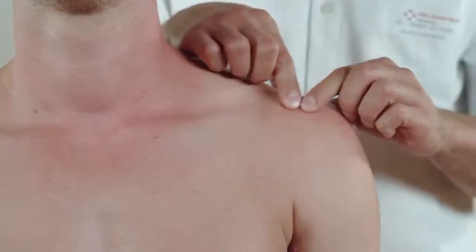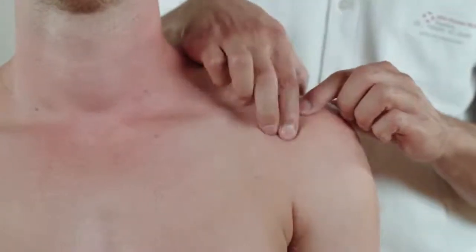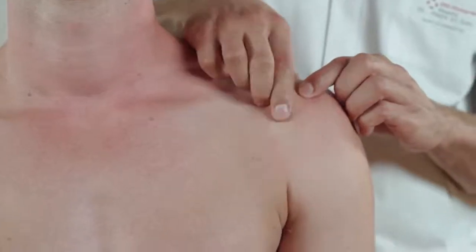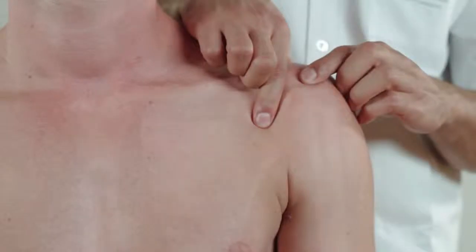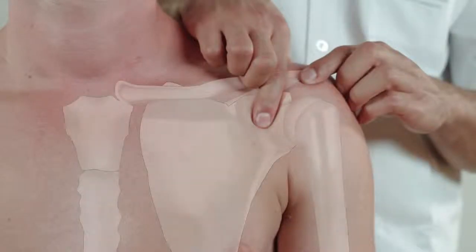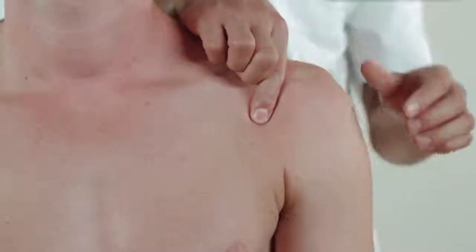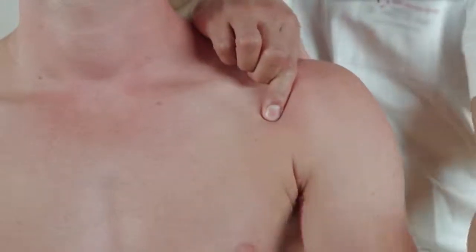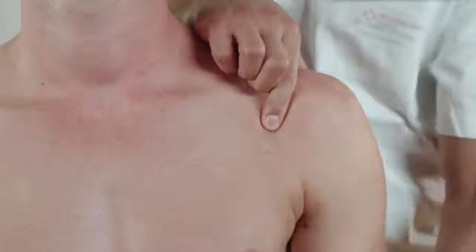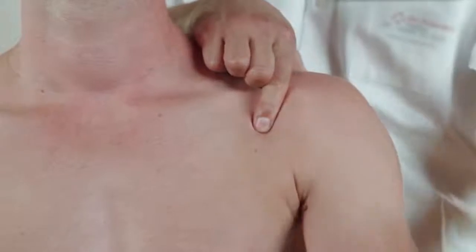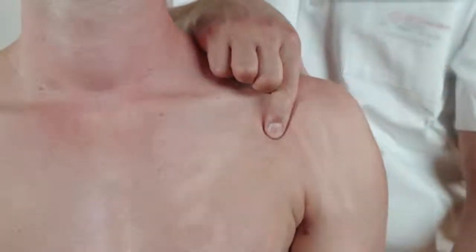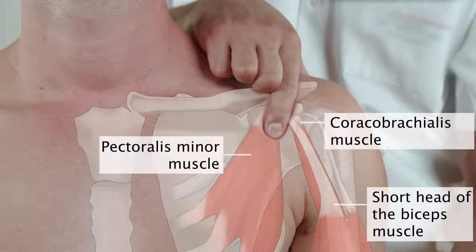From here, palpate the coracoid process of the scapula in the infraclavicular fossa. The process can be located as it moves with the scapula while the arm is flexed forward. Pain in this area can indicate an insertional tendinopathy of the short head of the biceps, of the pectoralis minor muscle, or the coracobrachialis muscle.